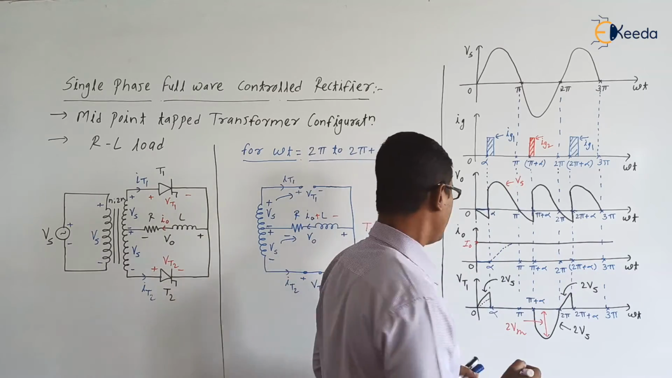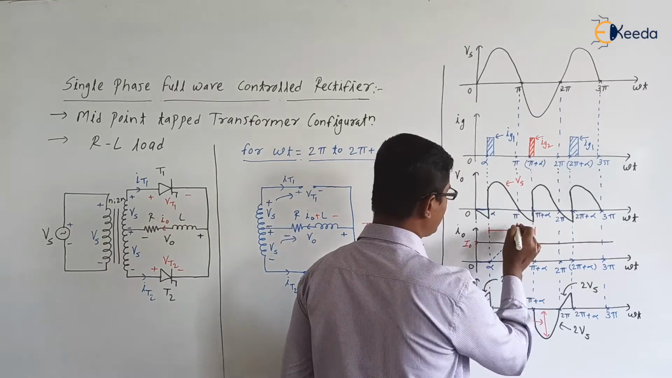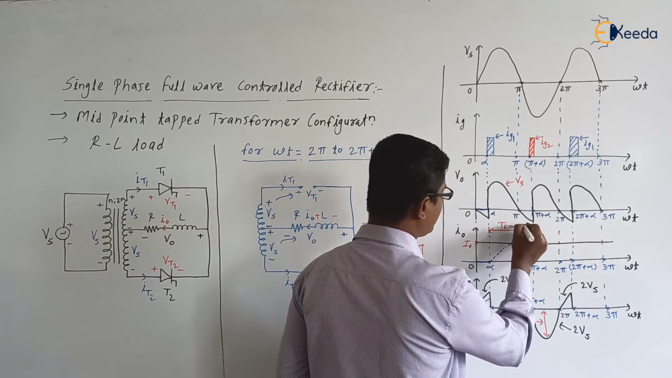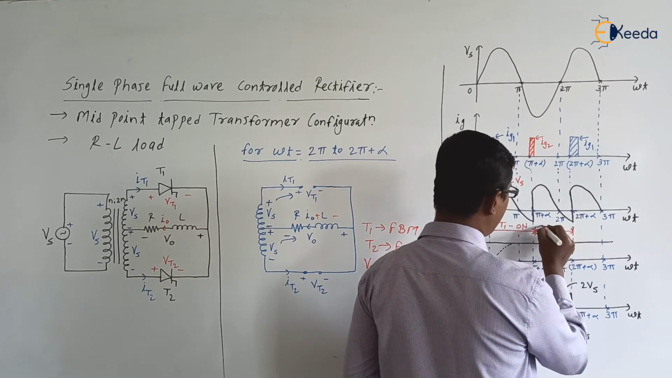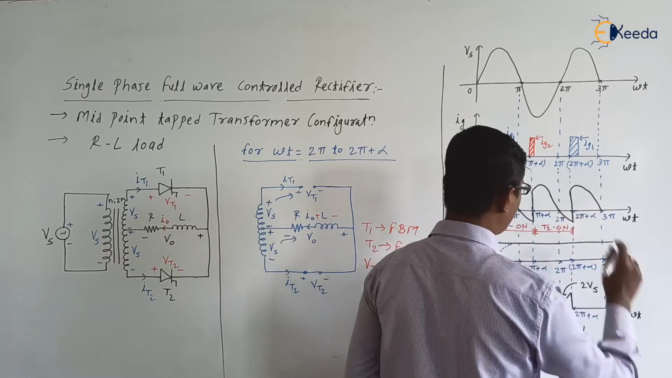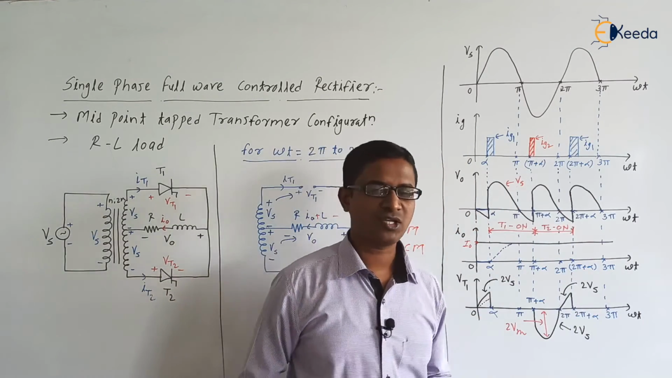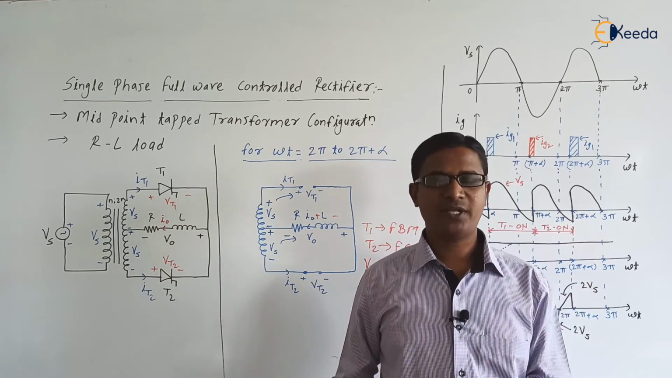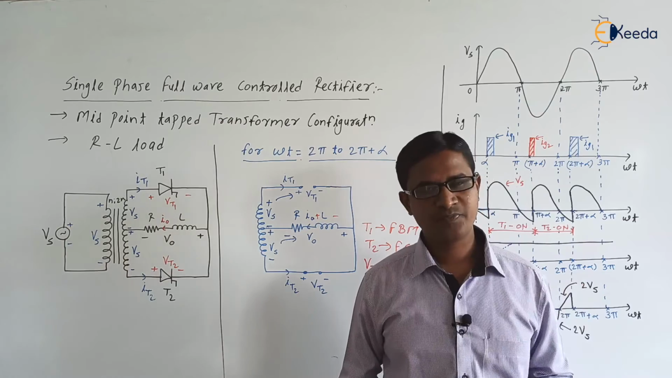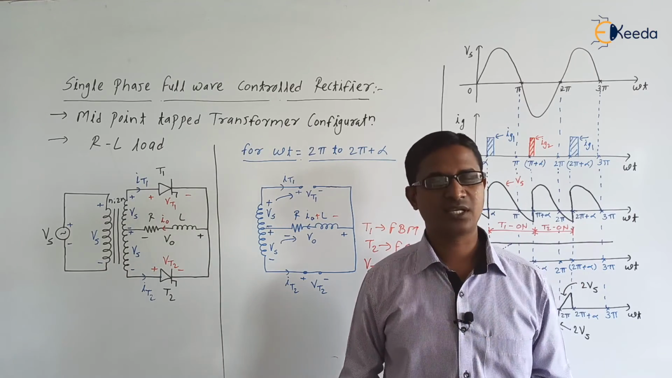One more thing: in the circuit operation from alpha to pi plus alpha, thyristor T1 is in the on state. From pi plus alpha to 2 pi plus alpha, thyristor T2 is in the on state. Is this clear? So this is the circuit operation of the RL load, single phase full wave controlled rectifier, center tapped transformer configuration. In the next video we are going to discuss the derivations of this circuit.